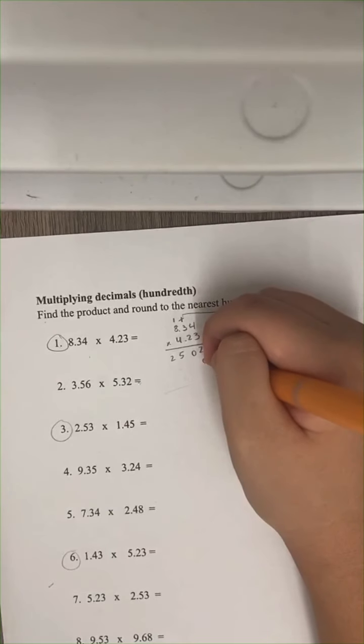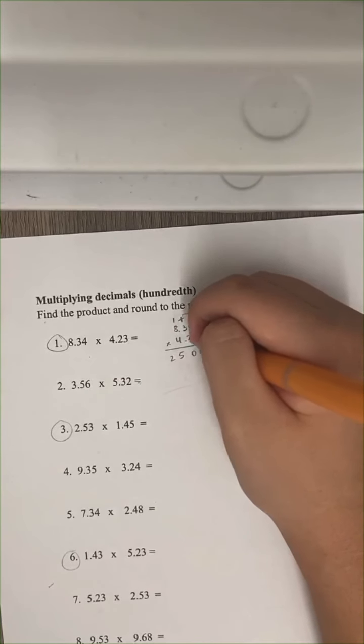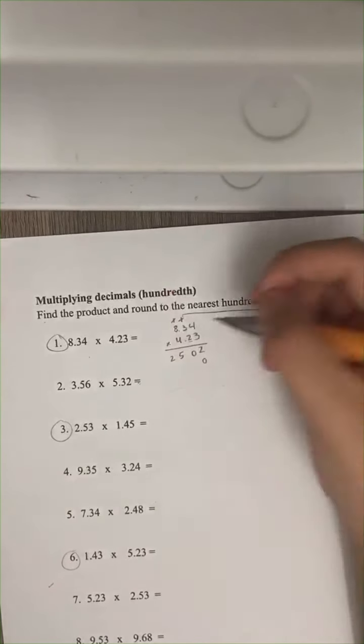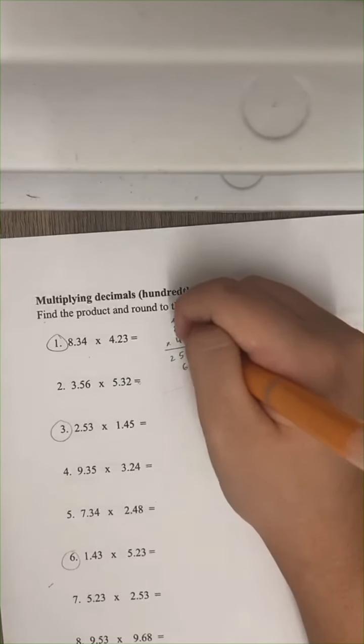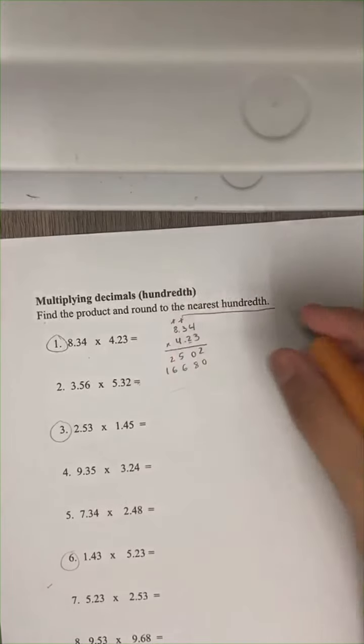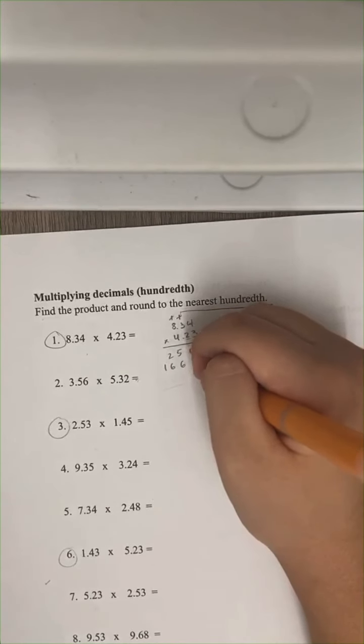Starting a new row, and now we're doing the 2's. So 2 times 4 is equal to 8. 2 times 3 is equal to 6. And 2 times 8 is equal to 16. On to the next row.